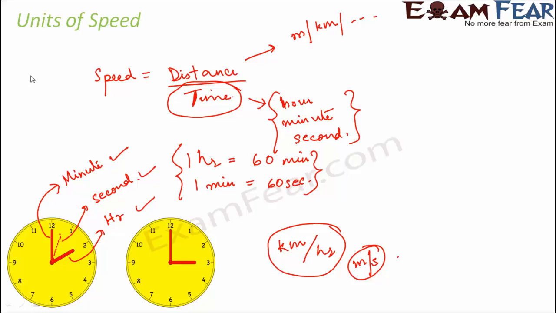We can also convert kilometer per hour to meter per second. So let us look at some examples. Let us say you have a value 10 meter per second and you want to convert it into kilometer per hour. So how do you do that?